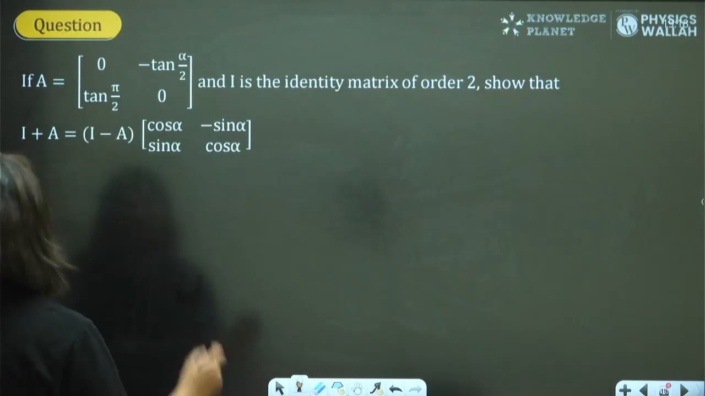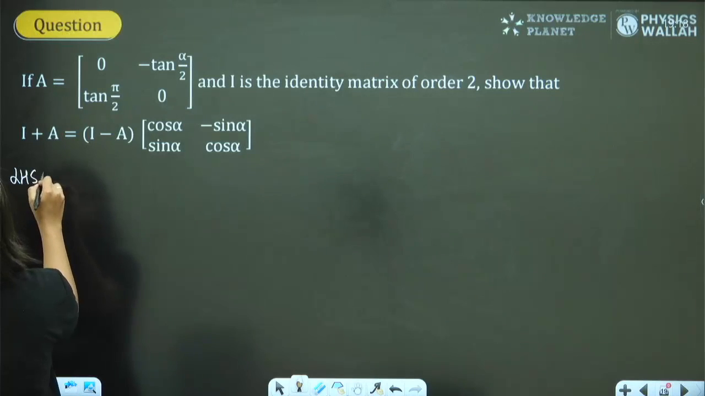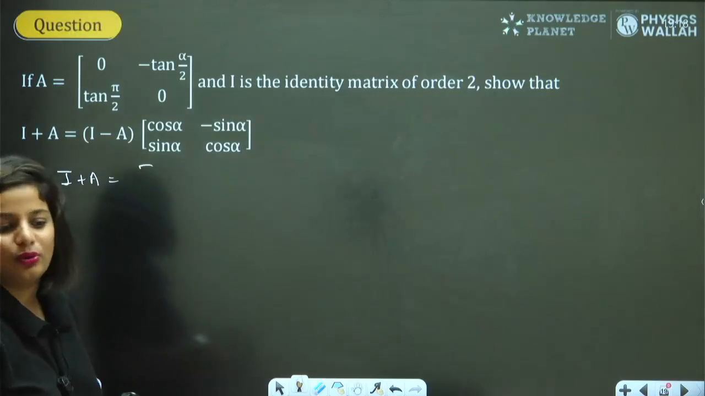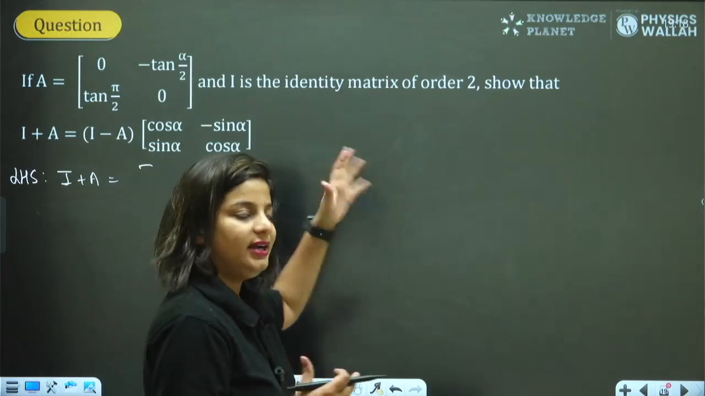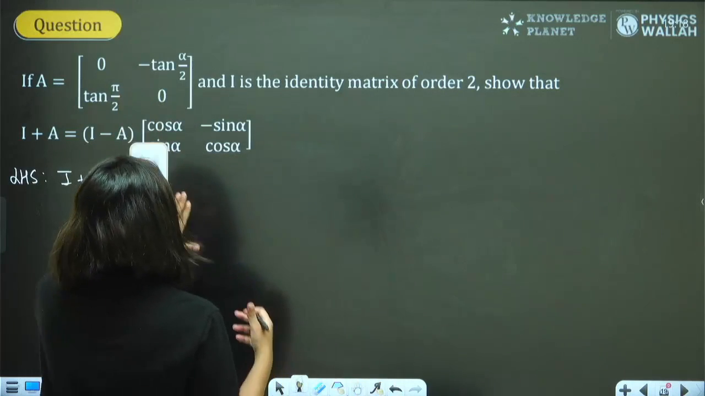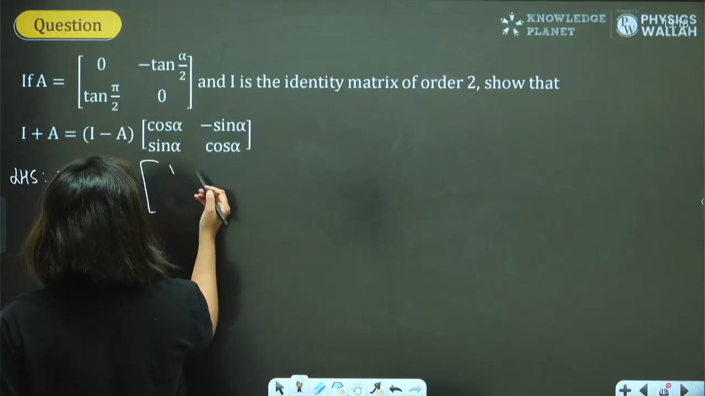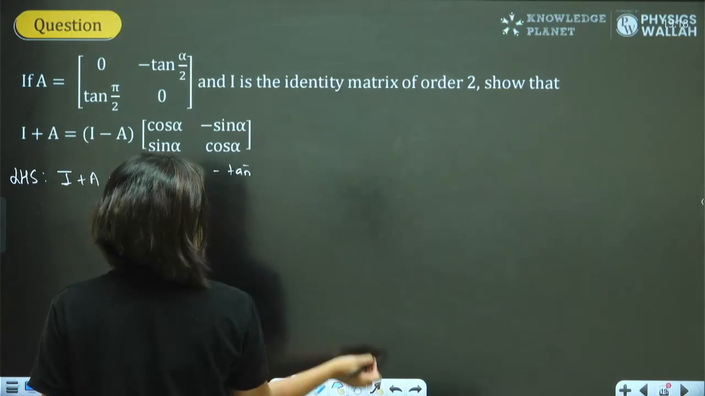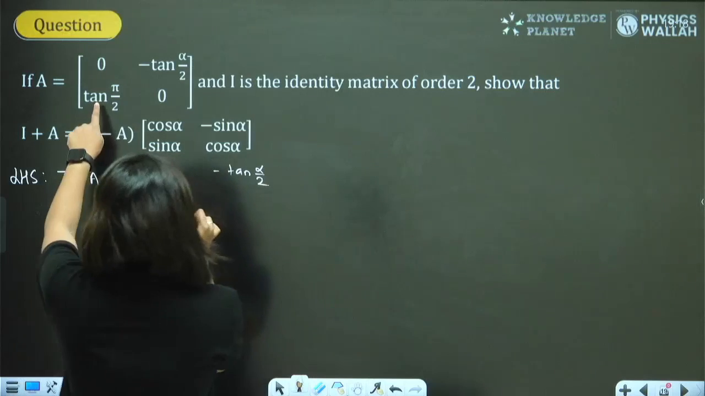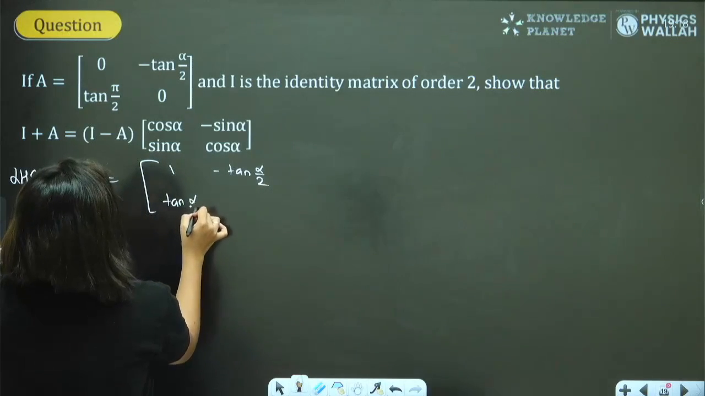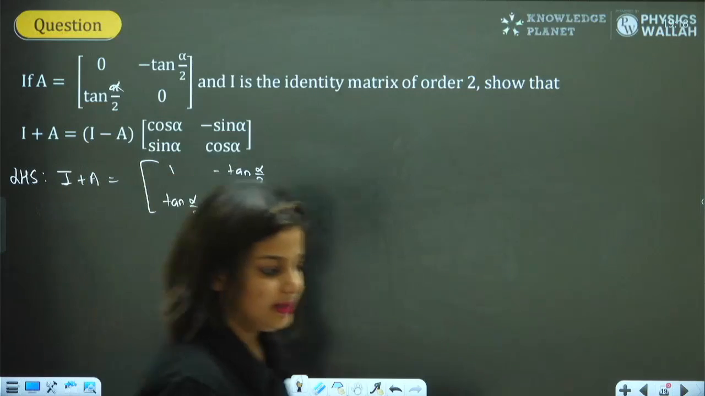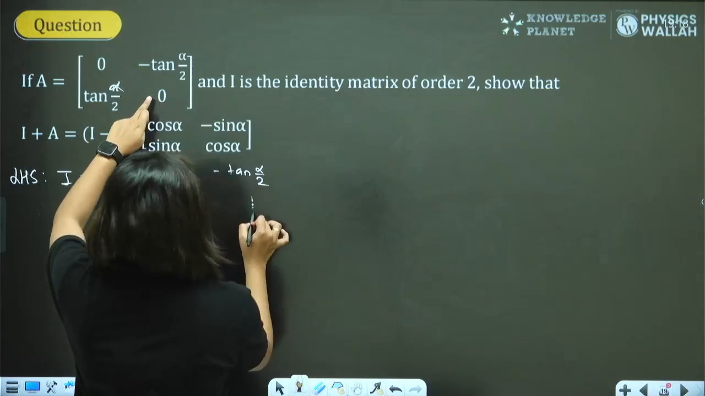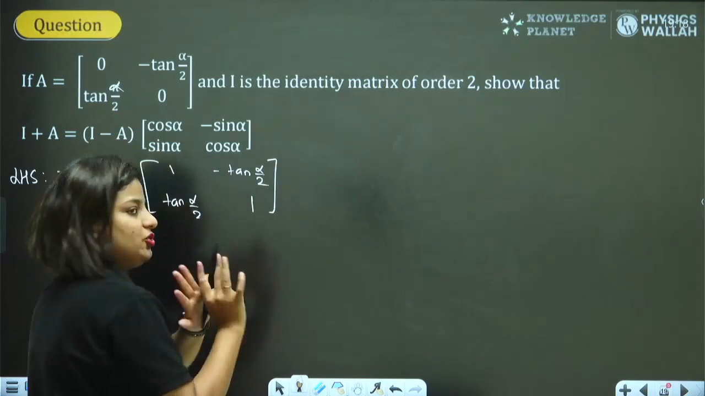You have to prove I plus A is equal to I minus A into some matrix. So let's take the LHS and find out what it has to say. I plus A. I is the identity matrix. Guys, I'm not going to write everything now. You have to understand in your mind, I is 1, 0, 0, 1. A is given. So what will be the resultant? 1 plus 0, 1. This will be minus tan alpha by 2. 0 plus this will be tan of alpha by 2. This is alpha, not pi, people. And 0 plus 1 will be 1 over here. So this is the LHS.